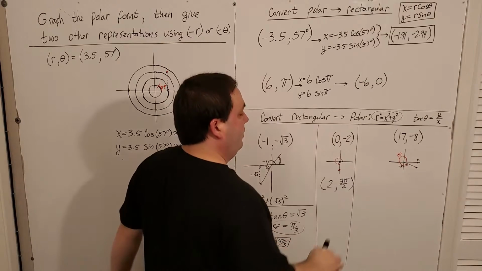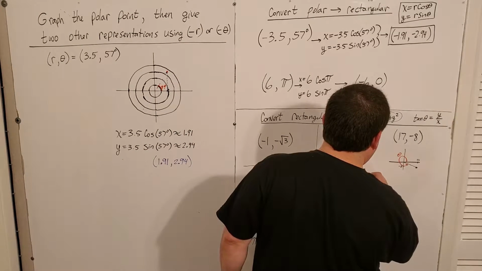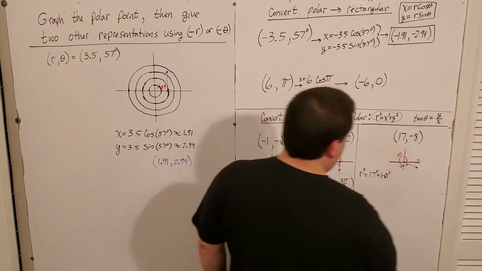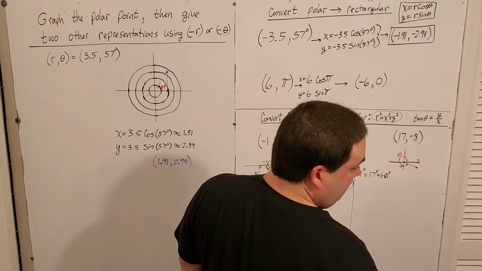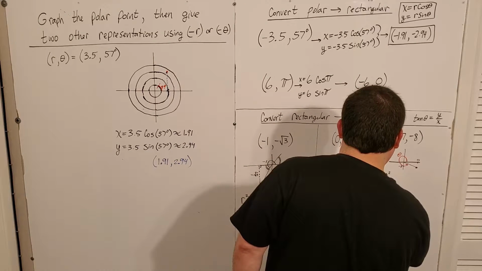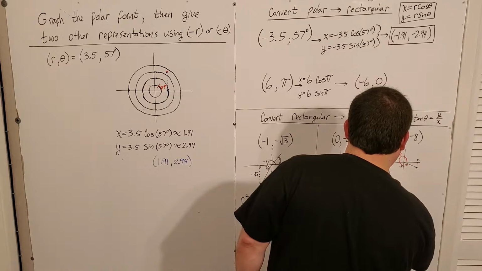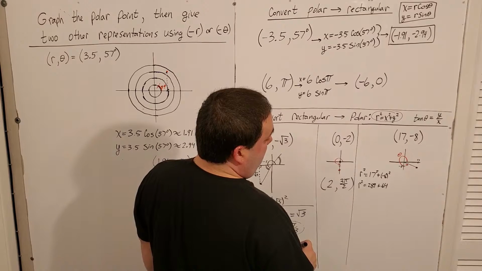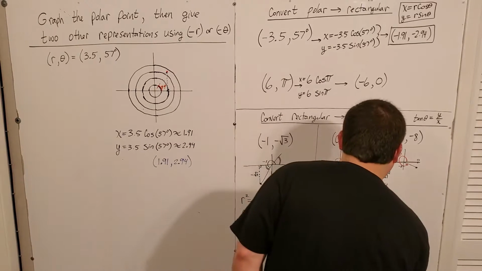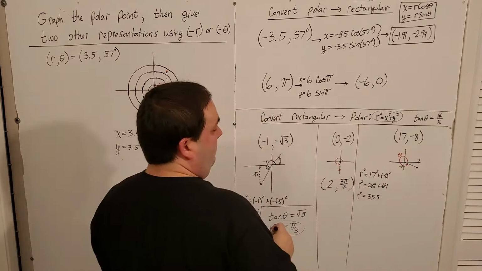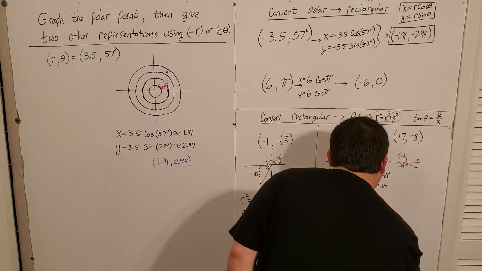All right, let's calculate r first. r squared is 17 squared plus negative 8 squared. So let's see, 100, 70, 70, and 49. So 242, 289 plus 64, right? And then that's going to give me 353. So r is the square root of 353.